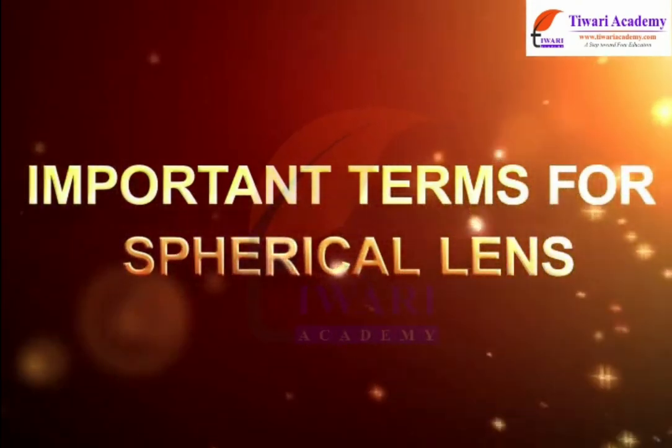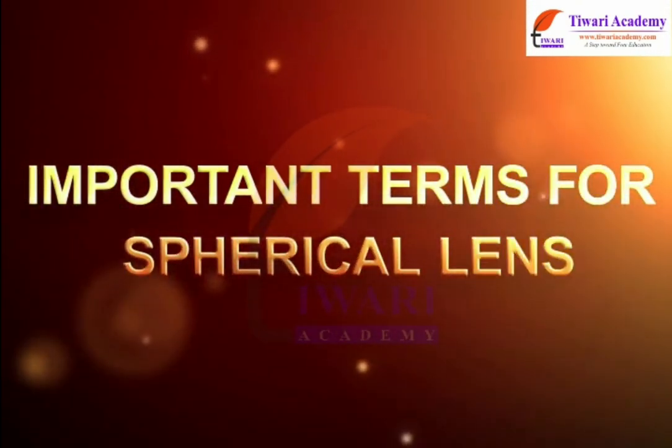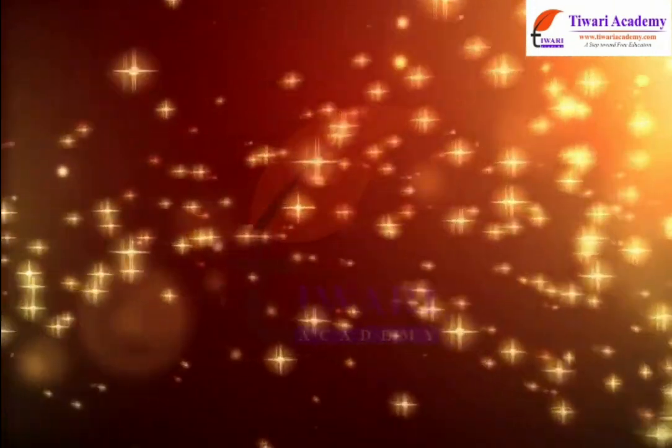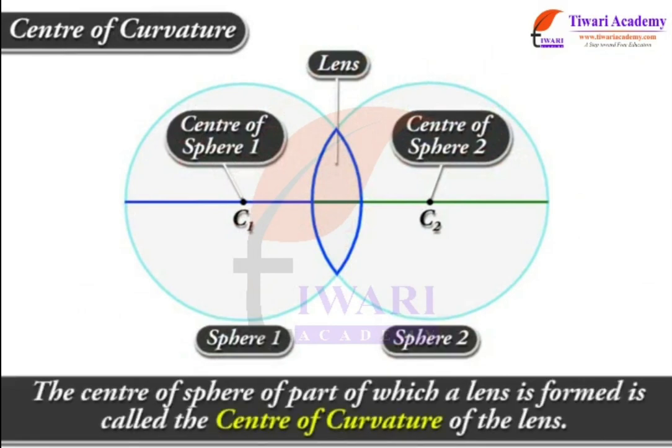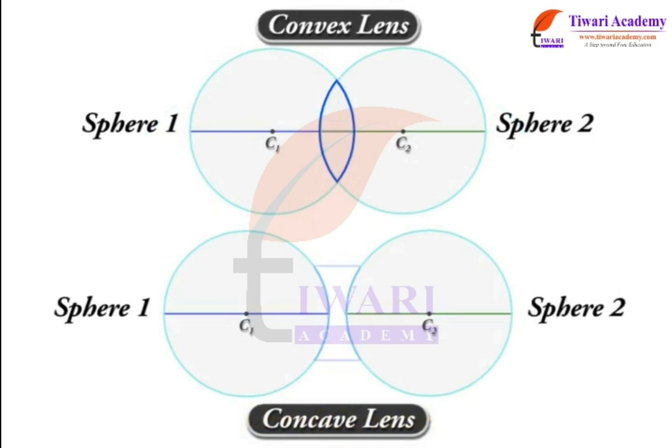Important terms for spherical lens. Center of curvature. The center of the sphere of part of which a lens is formed is called the center of curvature of the lens. Since concave and convex lenses are formed by the combination of two parts of spheres, they have two centers of curvature. One center of curvature is usually denoted by C1 and the second is denoted by C2.